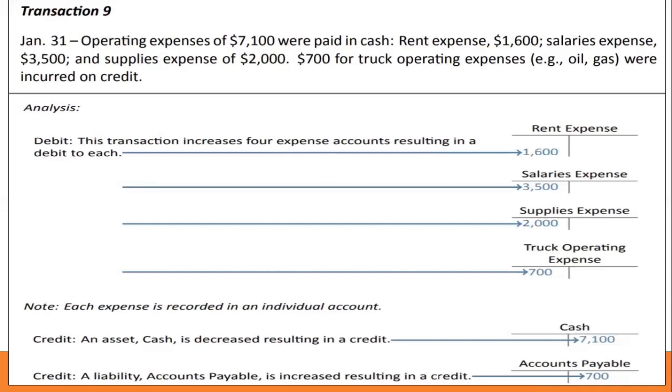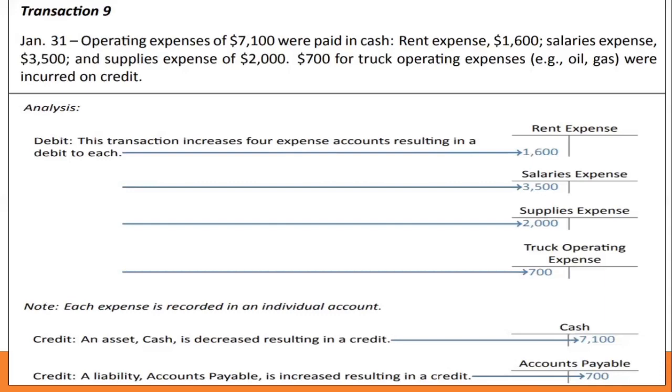So as you can notice, we have operating expenses, a total of $7,100 were paid in cash. Since we paid $7,100 in cash, there is an outflow of the company's money. We let a certain amount of money out of our company's pocket. So out of $7,100, $1,600 was paid to rent expense, $3,500 was paid on salaries expense, $2,000 of it was paid on supplies expense, and truck operating expense, which are the oil or gas, was paid on truck operating expense. Remember that these are expenses, and if your expenses increase, then we debit the account.